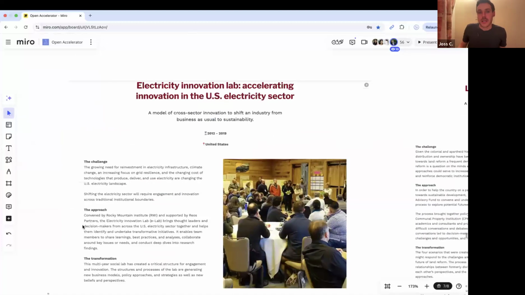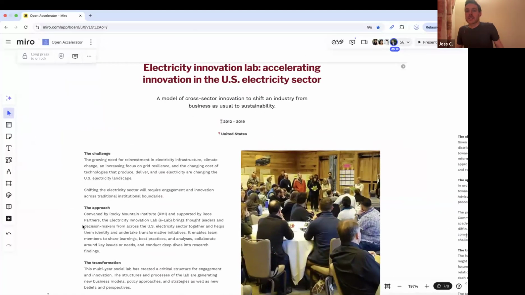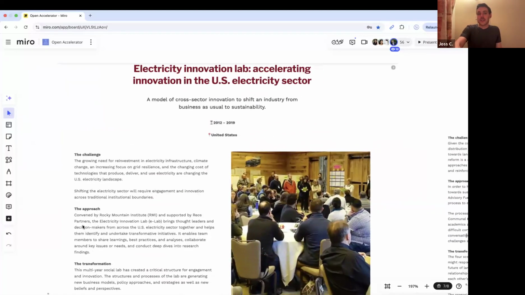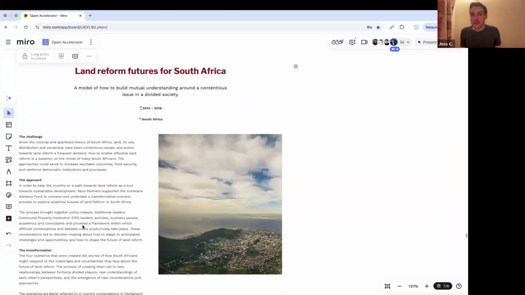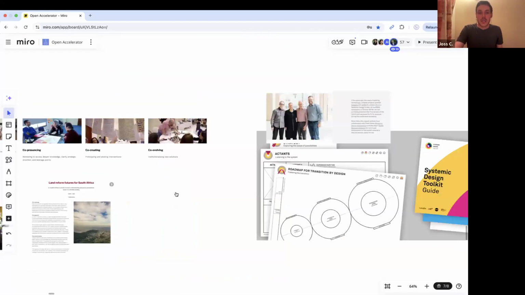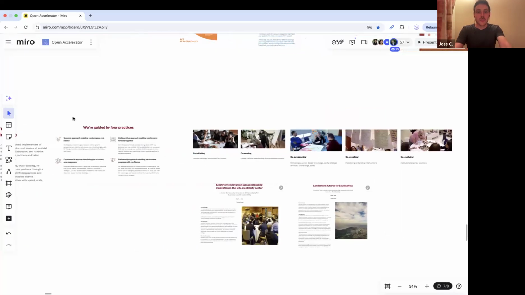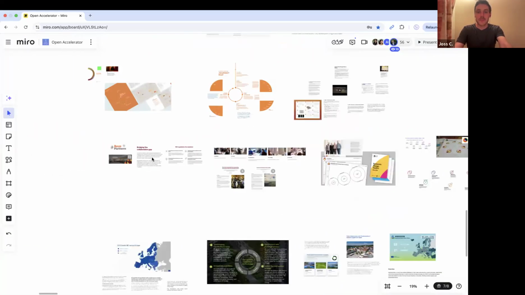For example, here's one: Electricity Innovation Lab, accelerating innovation in the US electricity sector, and land reform futures for South Africa. It's a lot to do with convening the different stakeholders and actors in the system, and designing some set of workshops or interventions for them to start to work together in changing the system. You'll find links there also to Rio's partners, so you can learn more about them.